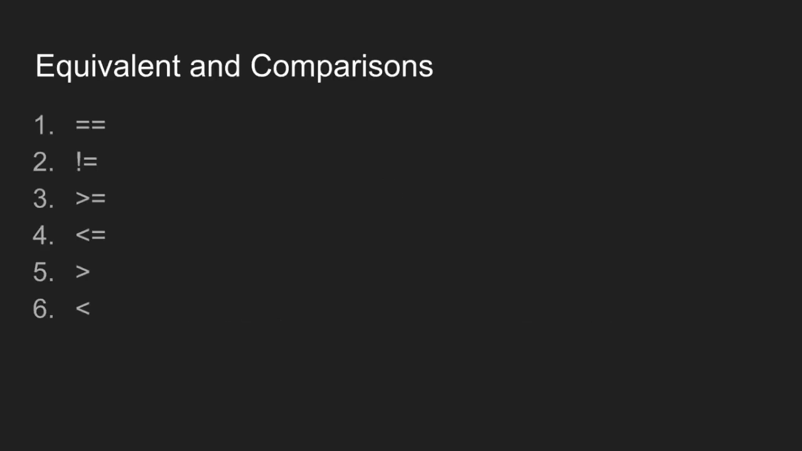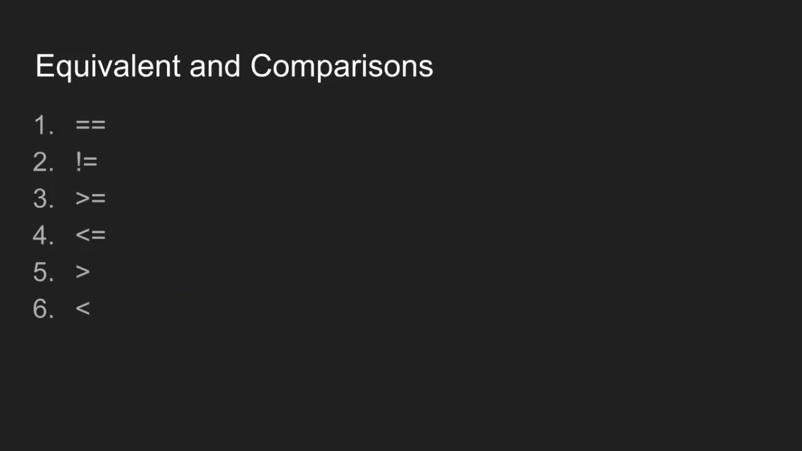Another idea that we must be familiar with is equivalence or comparisons. And number 1 here is equal equal. That really is equivalent. If the two numbers, or the two values, are equivalent, then we use the double equal sign. Number 2 is the exclamation point and the equal sign. That means not equal to. Number 3 is greater than or equal to. Number 4 is less than or equal to. Number 5 is greater than. And number 6 is less than.